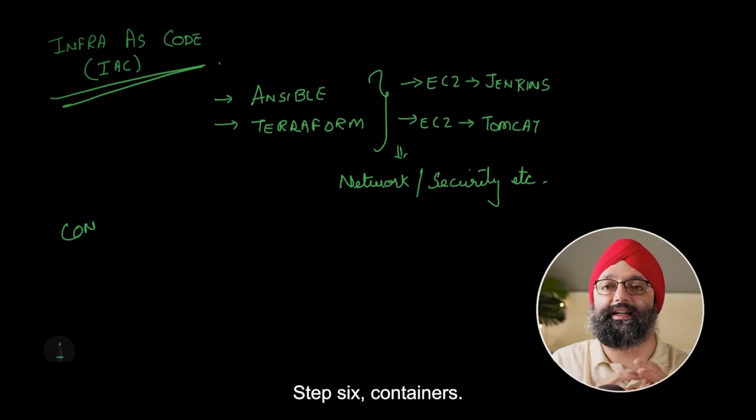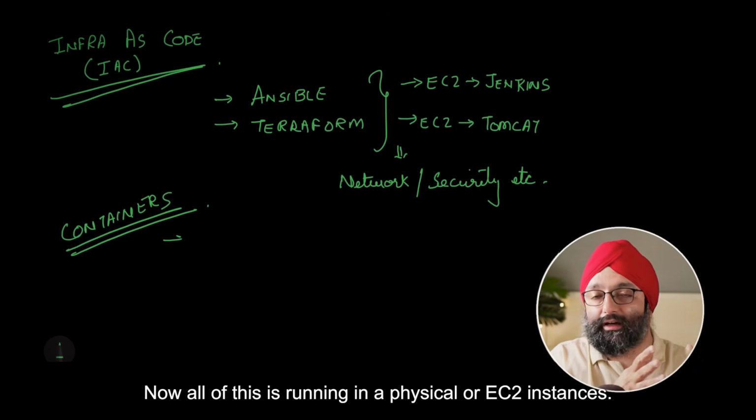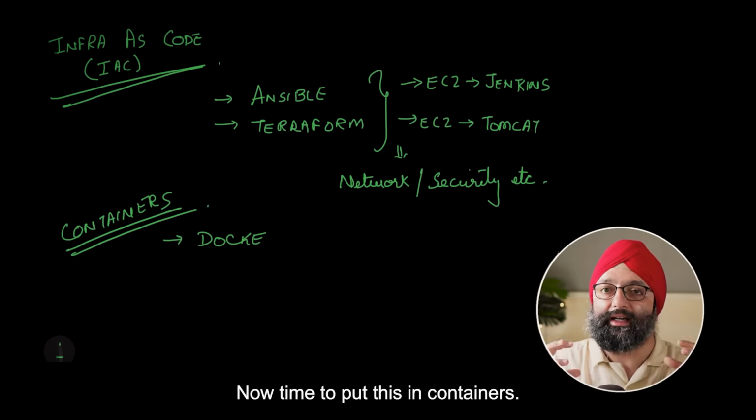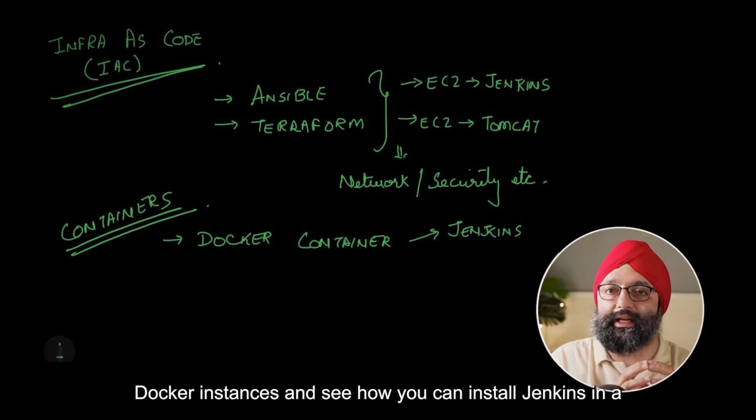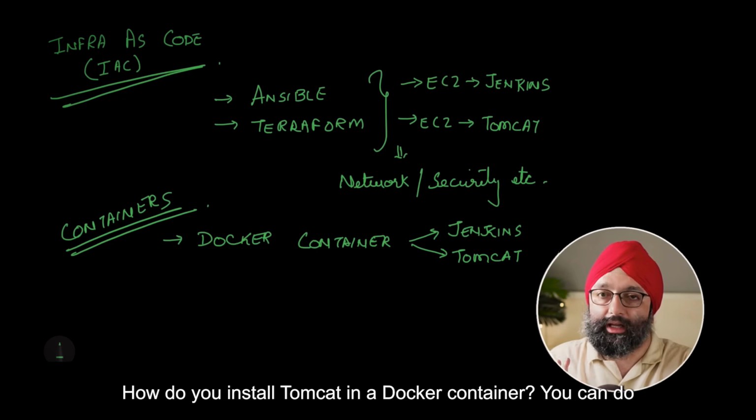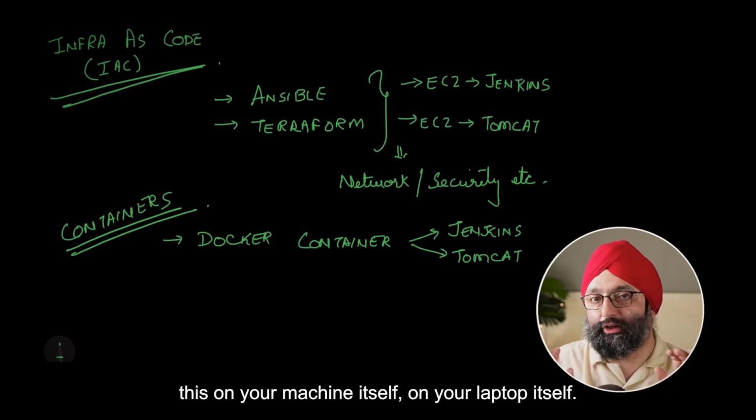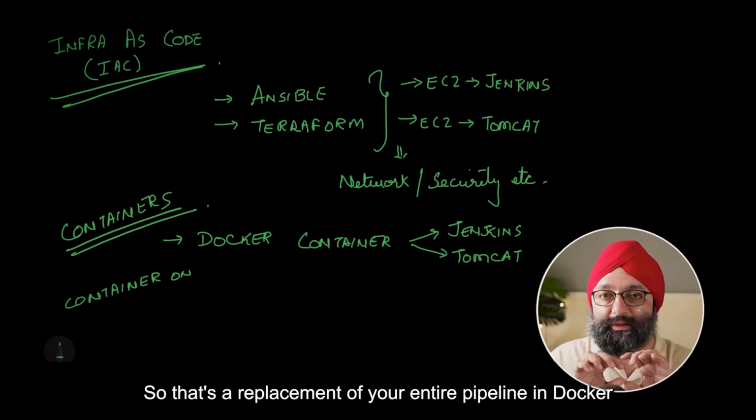Step 6, containers. Now, all of this is running on physical machines or EC2 instances. Now it's time to put this in containers. Learn what a Docker container is, create some Docker instances, and see how you can install Jenkins in a Docker container. How do you install Tomcat in a Docker container? You can do this on your machine itself, on your laptop itself. That's fine. So that's a replacement of your entire pipeline in Docker containers.